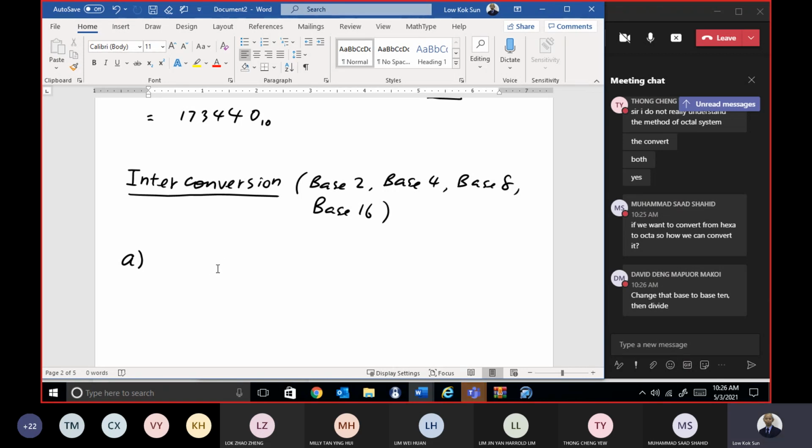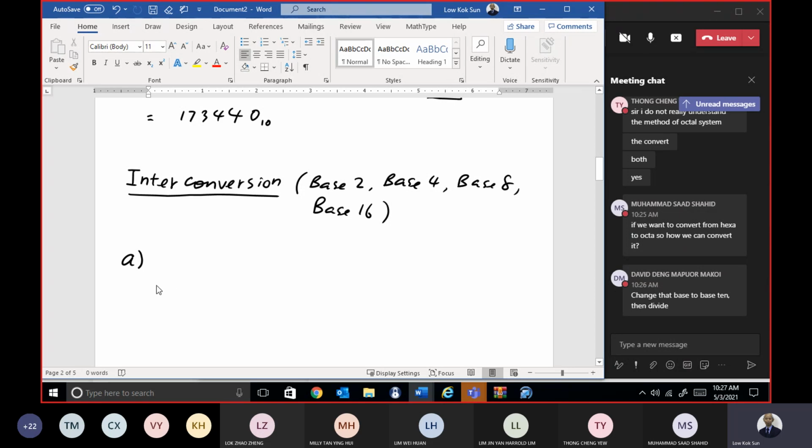One method is like what David said: change them into 10 first, then 10 into whatever you want. But there's a shortcut. Even right now, without the shortcut, you can do it already. Like what David said, whatever base, you change to 10. Then with 10, you can change to whatever base again.